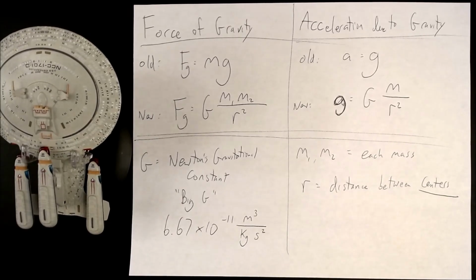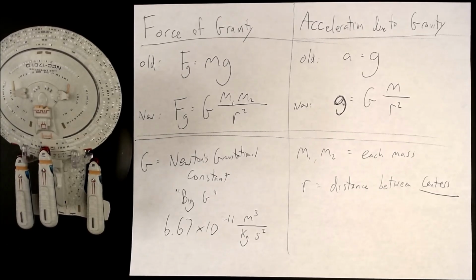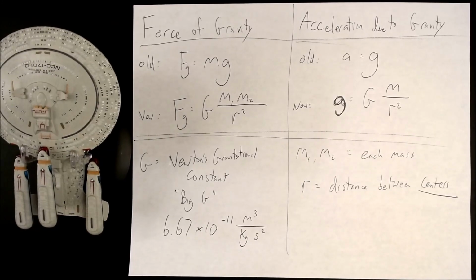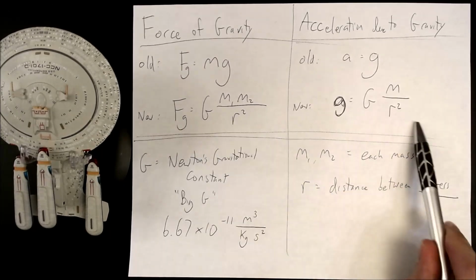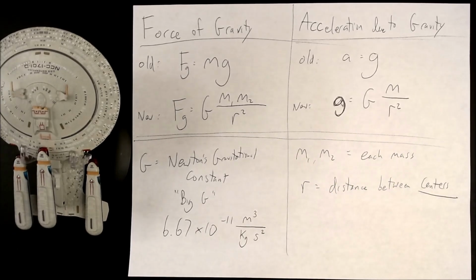R is the distance between the centers of the objects, not the surfaces, the distance between the centers of the objects. That's going to be very important very shortly. You will always be given these kinds of equations because, again, you can just find them online, so why bother making you memorize anything?